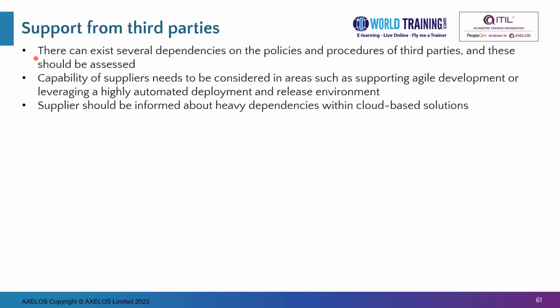Depending on the technical architecture used for the organization's products and services, there may be several dependencies on the policies and procedures of third parties. For example, aspects like change schedules, potential resource conflicts, interdependencies between products like APIs, dependencies on platform software, for example, database engines, development frameworks, etc., and tooling compatibility should be assessed.